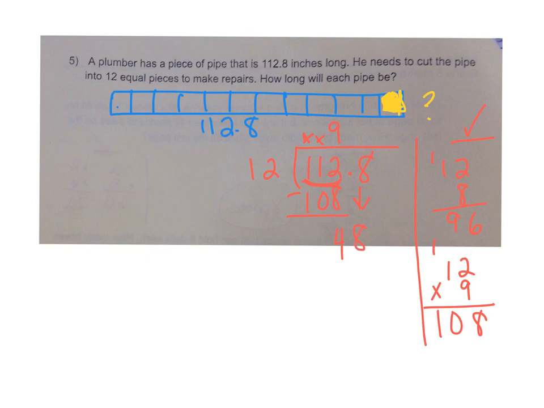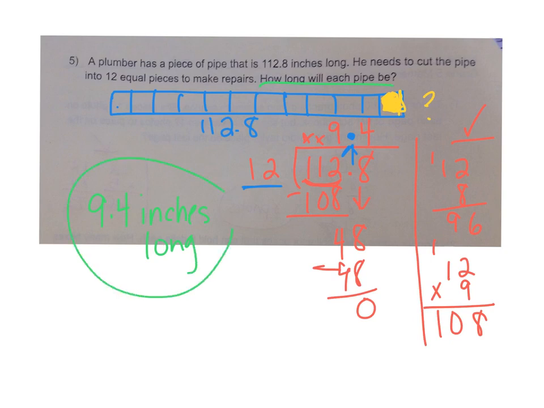Okay, 12 goes into 48, and that one you probably know is 4, with nothing left over. Just don't forget to pop that decimal point right up into your quotient. There was no decimal point in the divisor, so I didn't need to move the decimal point in the dividend at all. So how long will each pipe be is the question that I want to answer. And of course I found out that it will be 9 4/10 inches long. And that's my final answer.